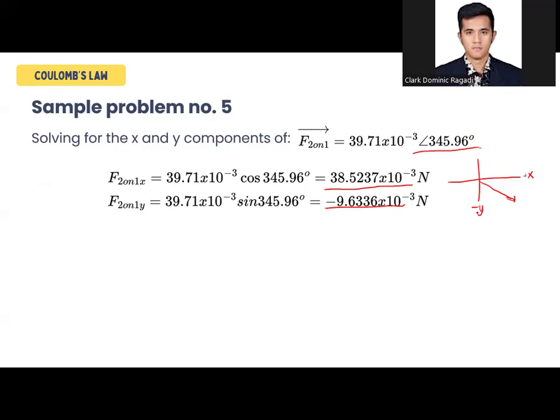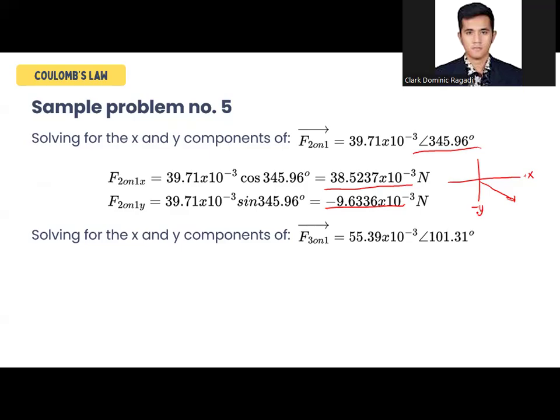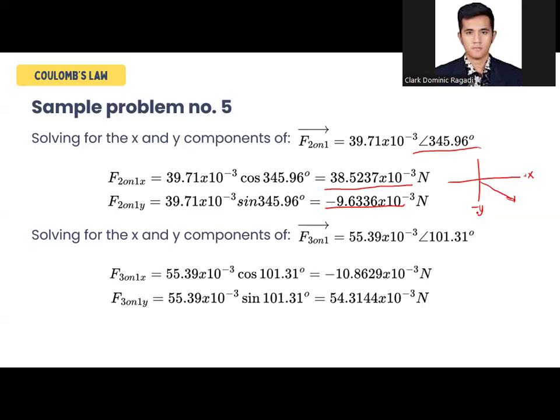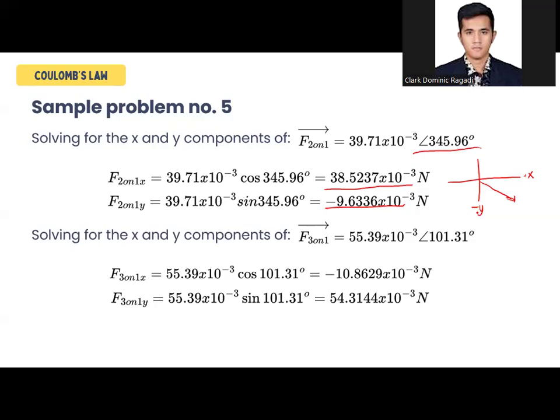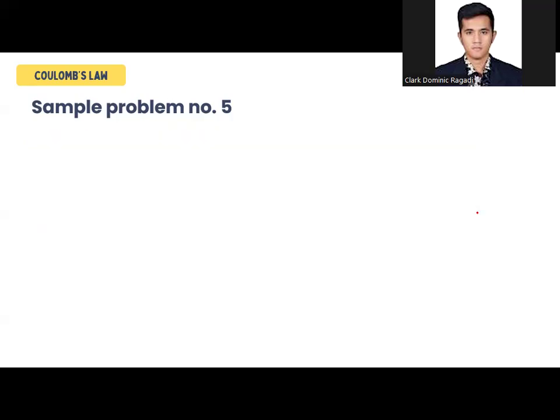Okay, so let's do the same thing with our F3 on 1 having that particular polar form. The same process would yield the x component being negative 10.8629 times 10 to negative 3 newtons and the y component 54.3144 times 10 to negative 3 newtons. Since we have these x and y components, we can proceed to calculating the magnitude of the resultant force.